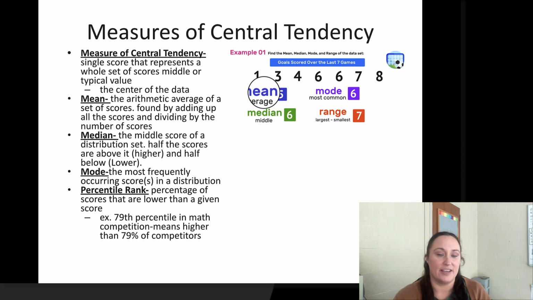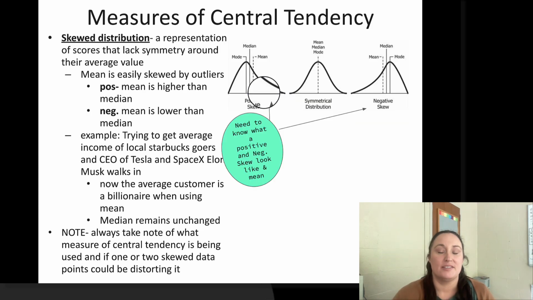And then the last thing that you can use for reference is the percentile rank. If you are in the 50th percentile for your height, let's say, then you are right in the middle. You are average height for your age. So 79th percentile in math in a competition means that you are higher than 79% of competitors. Sometimes these things can be skewed.